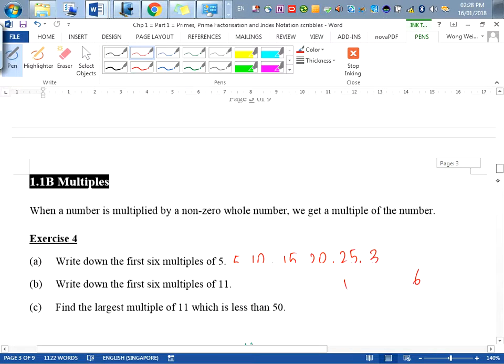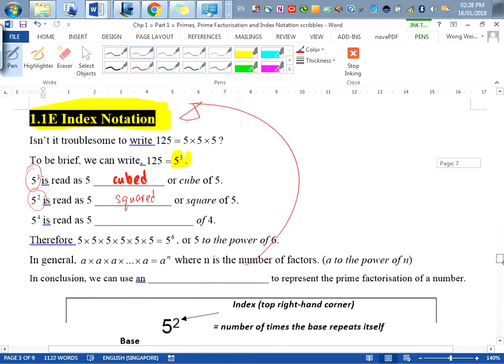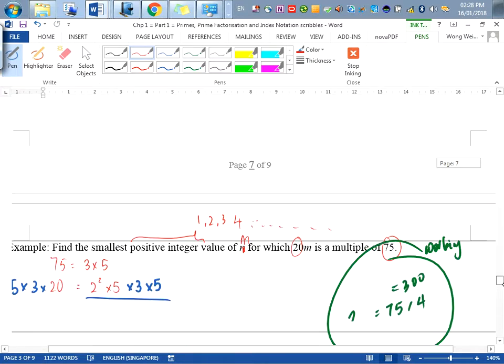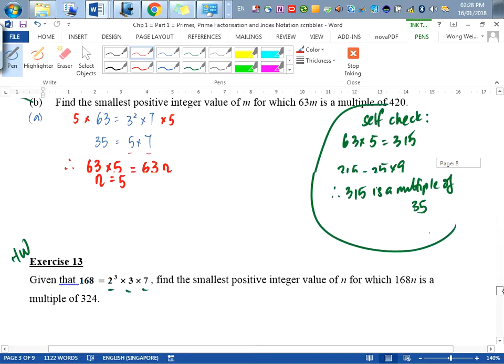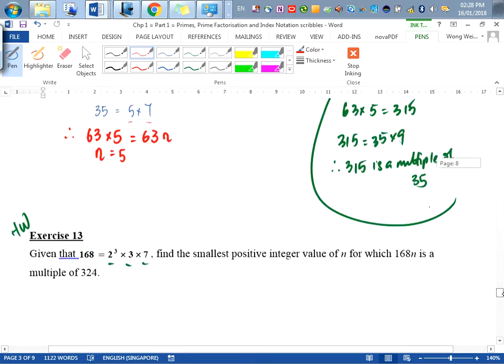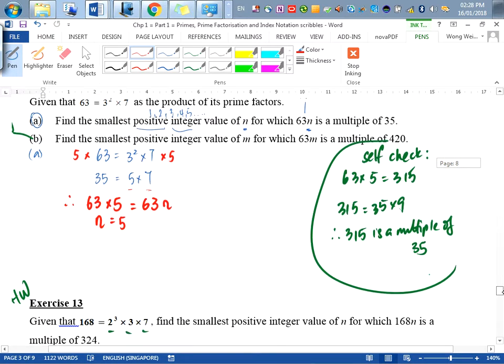Let us move on to the homework that was given. Over here, exercise 12, 12B, yes.